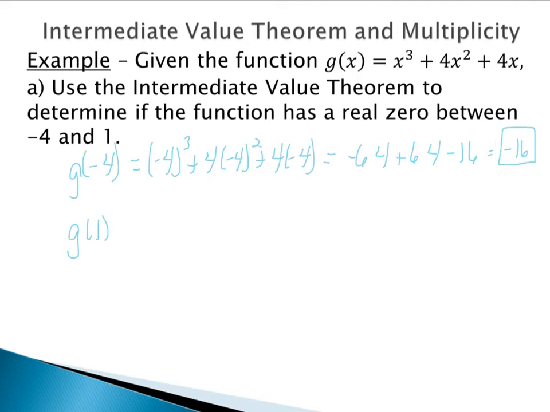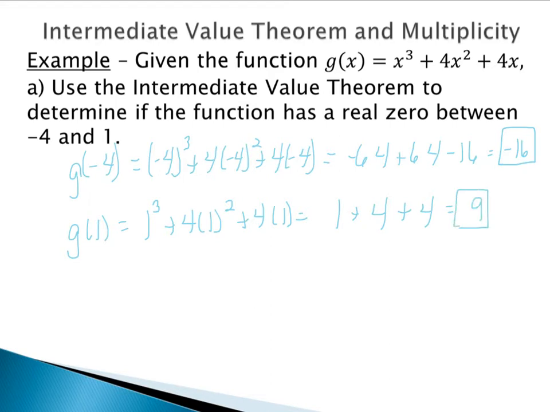Next, we want to find g of 1. That's going to be 1 to the third plus 4 times 1 squared plus 4 times 1. 1 to the third is 1, plus 4 times 1 squared, which is 1 squared first, then times 4, that's 4, plus 4 times 1 is 4. So 1 plus 4 plus 4 would be 9.